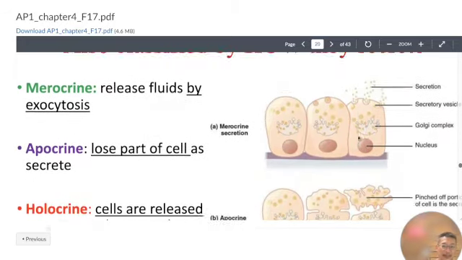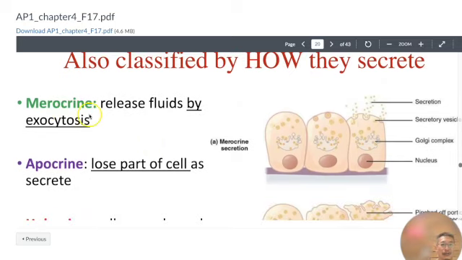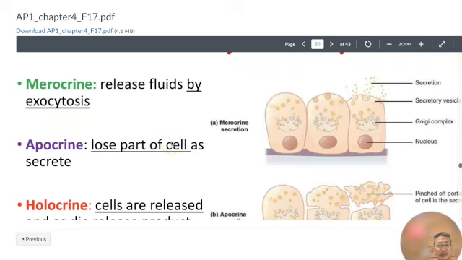Different types of things, how they are secreted. Merocrine releases fluid by exocytosis. We remember exocytosis, where things are produced and then it goes into a little vesicle and it goes to the surface of the cell and then pop, it goes. Okay, it secretes. It could be the surrounding tissue, it could be a little bit further away. So that's how merocrine works.